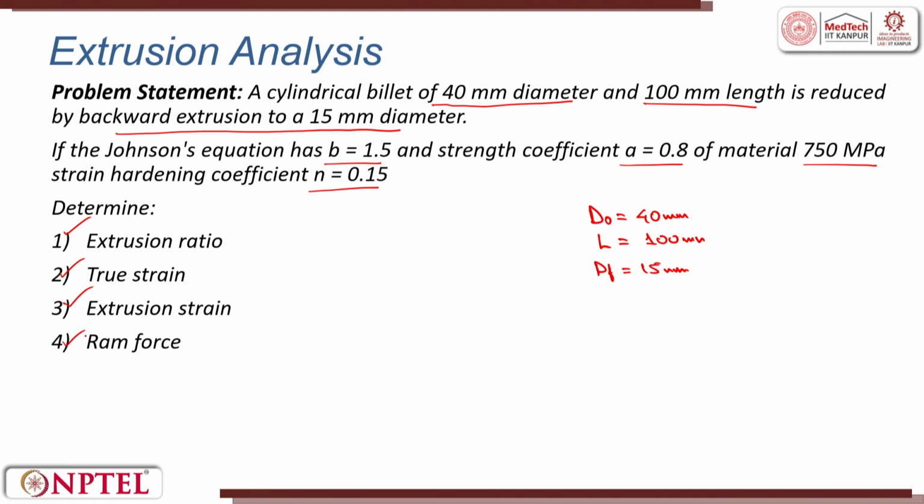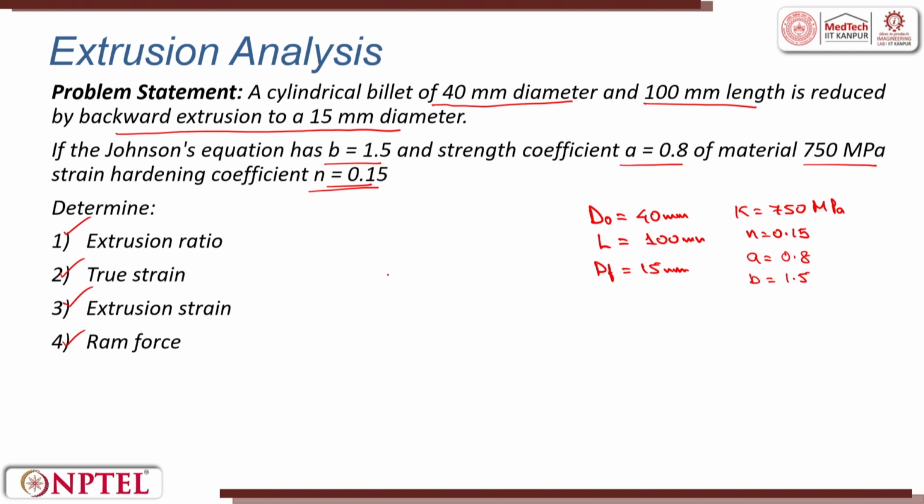So, we have been given the initial diameter, the final diameter, and certain coefficients. For instance, K is equal to 750 megapascal. We have been given N is equal to 0.15. Also, the values of the coefficients A and B are given, where A is equal to 0.8 and B is equal to 1.5.